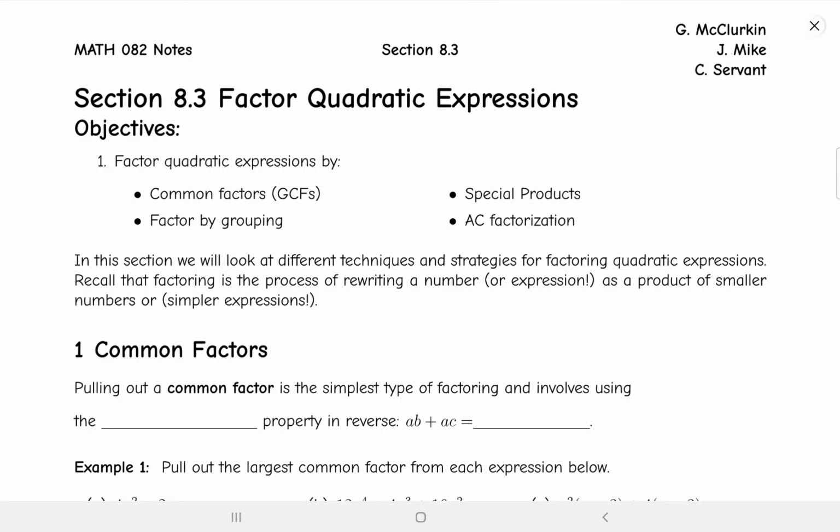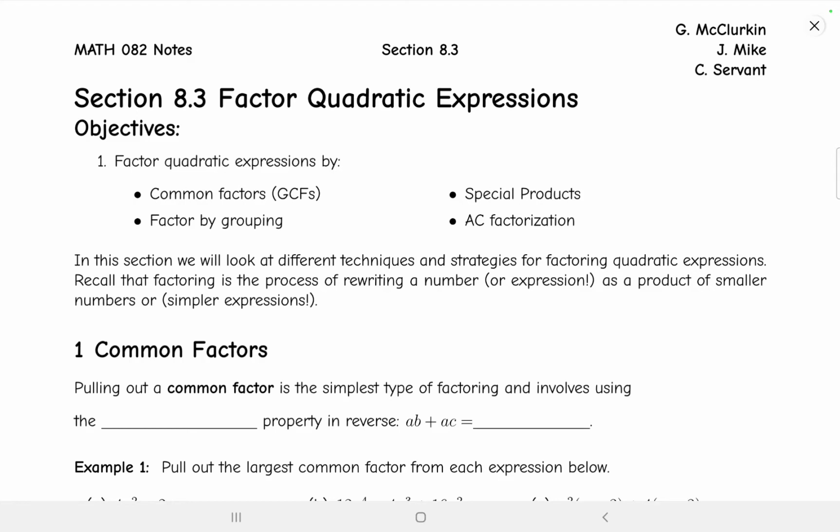Hello, today I'm going to start section 8.3, Factoring Quadratic Expressions. The objectives of this section are to factor quadratic expressions by common factors, factor by grouping, special products, and AC factorization. In this section, we will look at different techniques and strategies for factoring quadratic expressions.